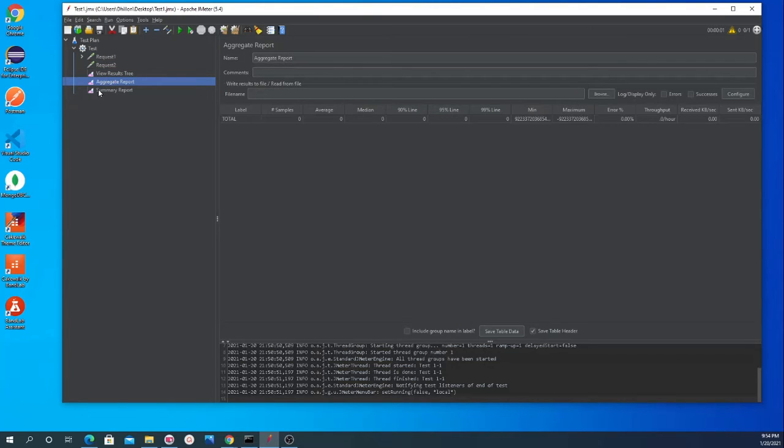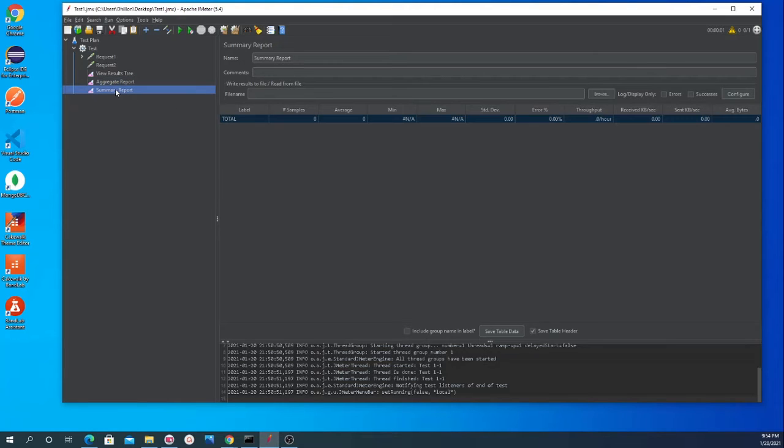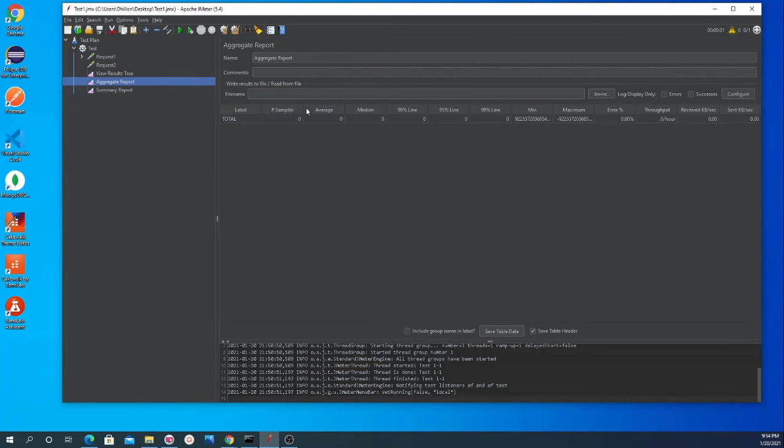Okay, now aggregated report. Aggregated report is pretty much same as summary report, but there's a little bit of difference here. It will give you the number of samples. It will give you the average time. It will also give you the median. It will give you the 90 percentile, 95 percentile, and 99 percentile. What exactly these three means?